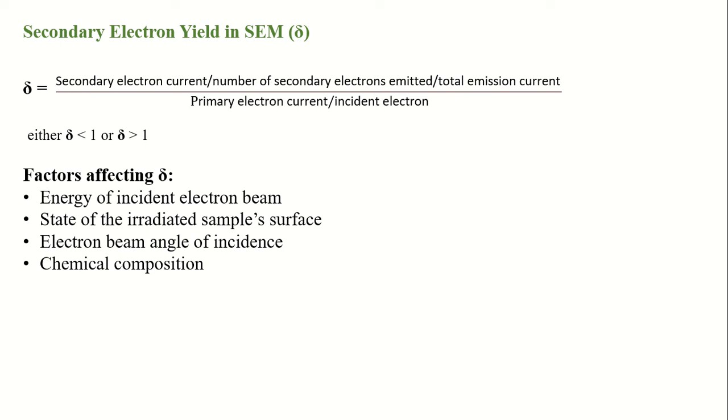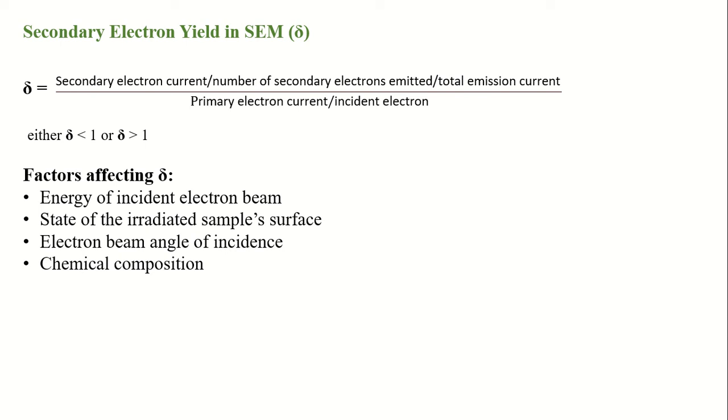So let's talk about the factors affecting delta. The first point is the energy of the incident electron beam, that is coming from the electron gun. So the energy of the incident beam is one of the factors that affect the yield of the secondary electron. The second point is the state of the irradiated sample's surface.